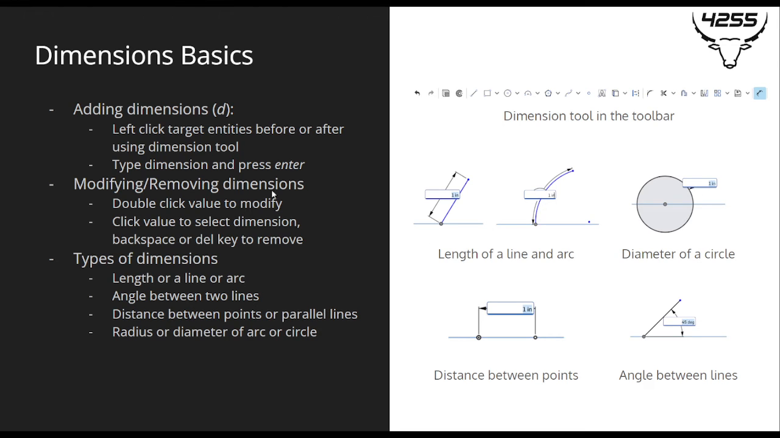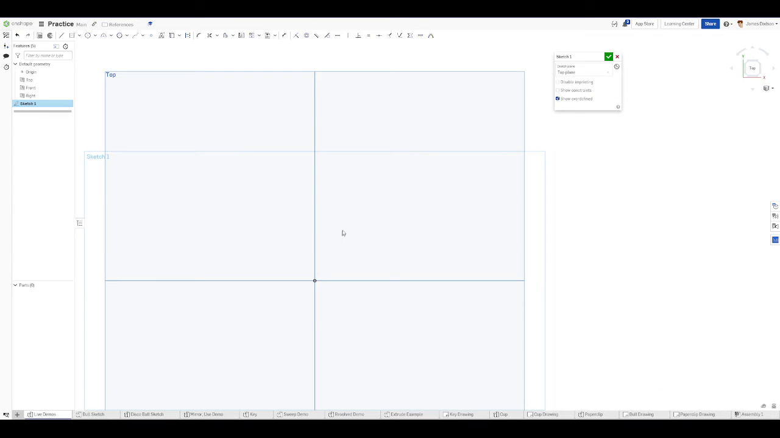So if you want to modify an existing dimension, you just double click on the little number. You can also click to select a dimension, and then if you want to delete it entirely, you can just hit delete or backspace depending on what your keyboard has. So to demonstrate that real quick.